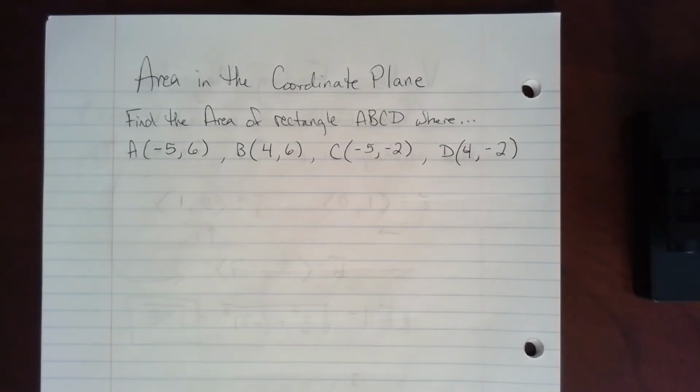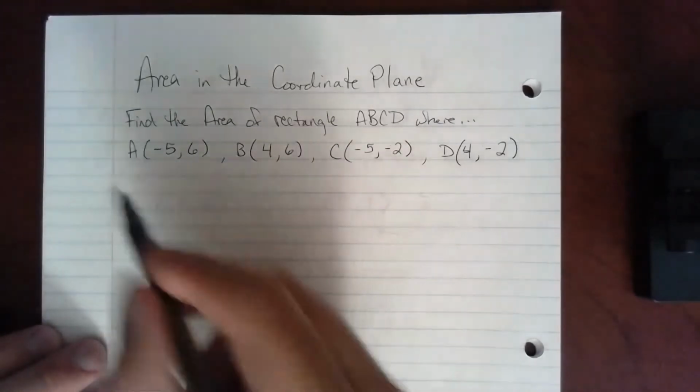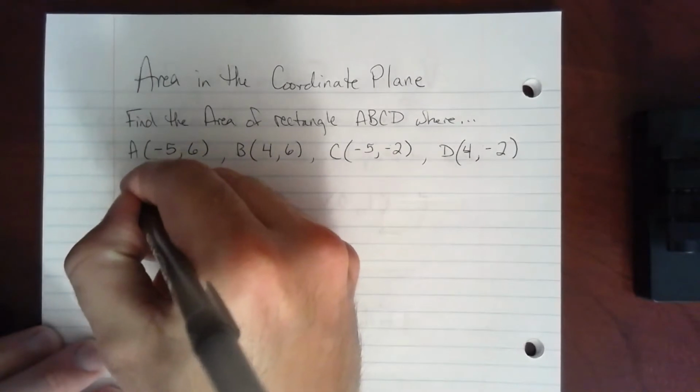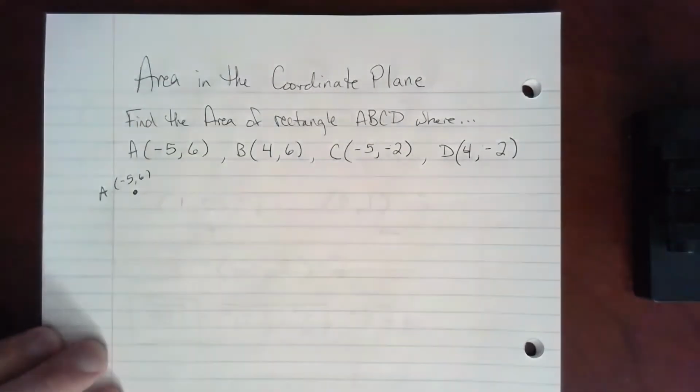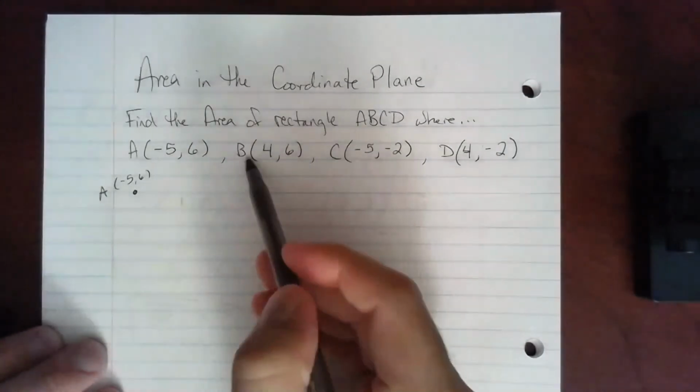Now, my first suggestion, anytime you see the coordinate plane pop up, anytime you have points to work with, if it's within reason, just make a quick sketch of what this would look like. So for example, here I see negative 5, 6. I'm just going to pick a point somewhere over here. We're going to call that negative 5, 6. That's our A.